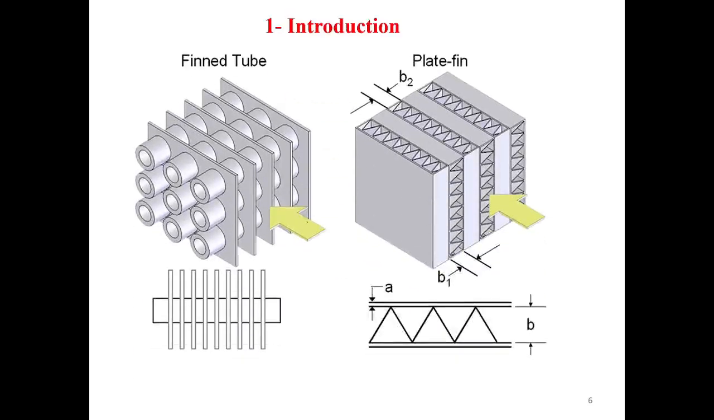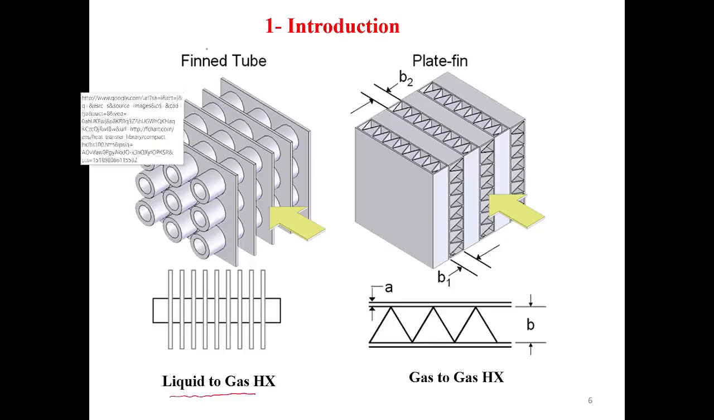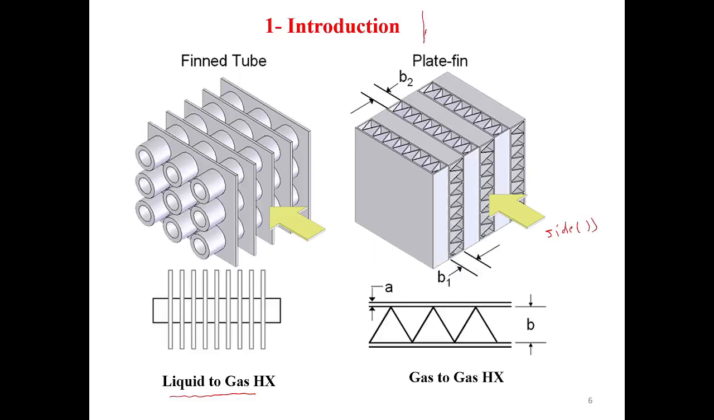This is another view showing the basic idea of a gas-to-gas heat exchanger and a liquid-to-gas heat exchanger. A liquid-to-gas heat exchanger is what we call a tube fin heat exchanger. This is an example of it, where you have circular tubes with continuous fins. In a gas-to-gas heat exchanger you have two sides. This is side 1, for example, for the gas going in this direction, and the other gas is going, for example, this way.